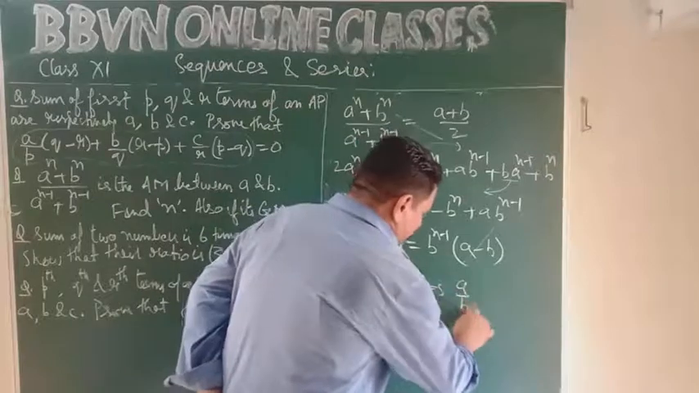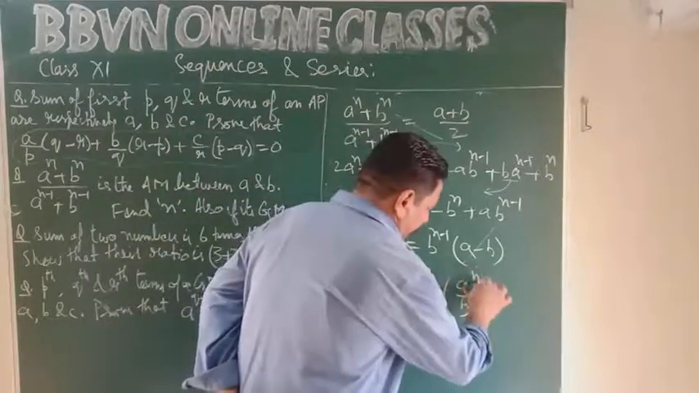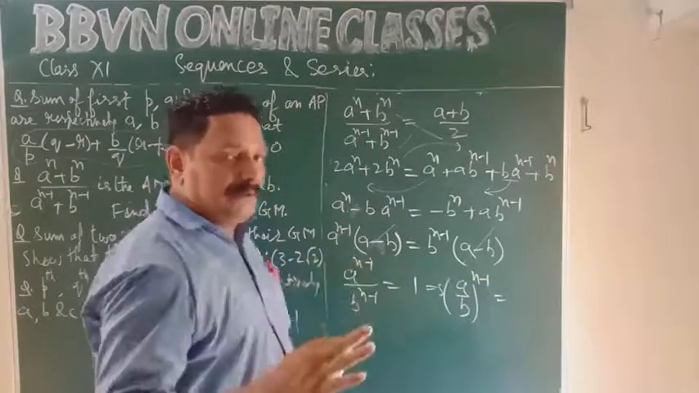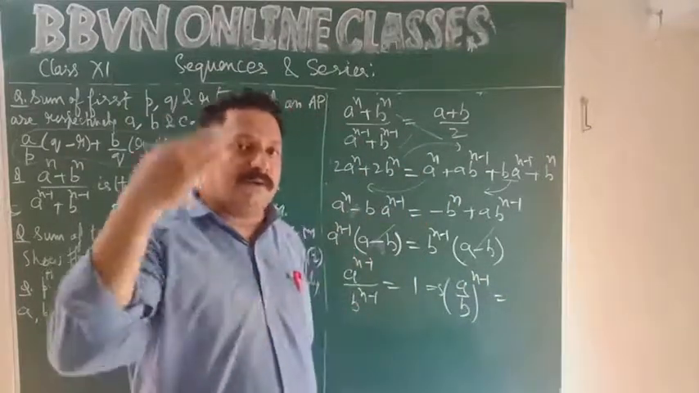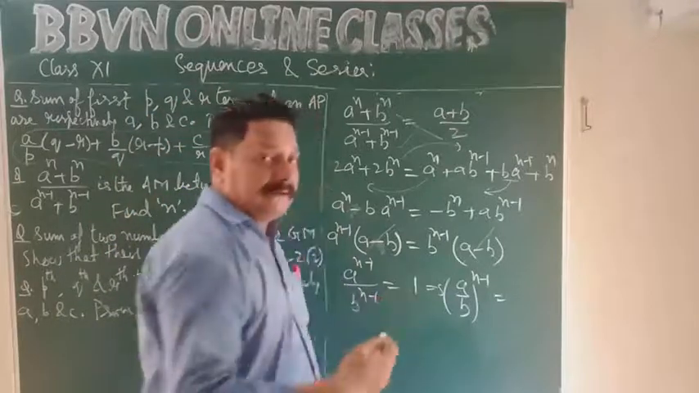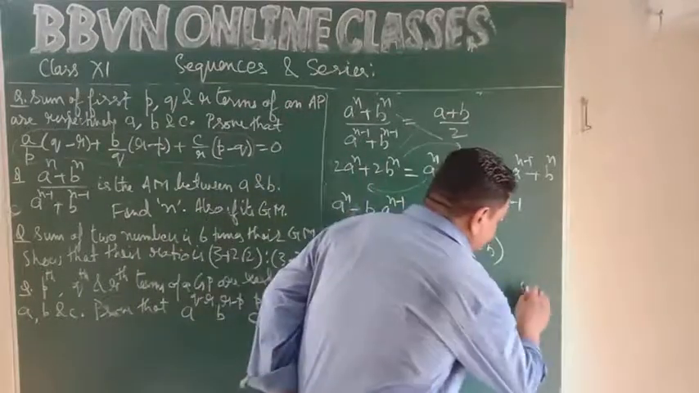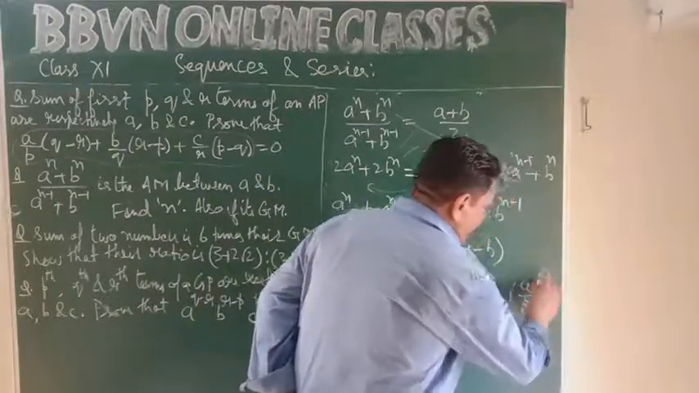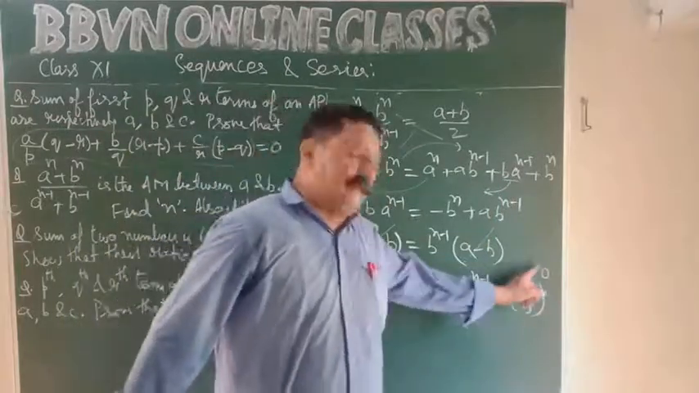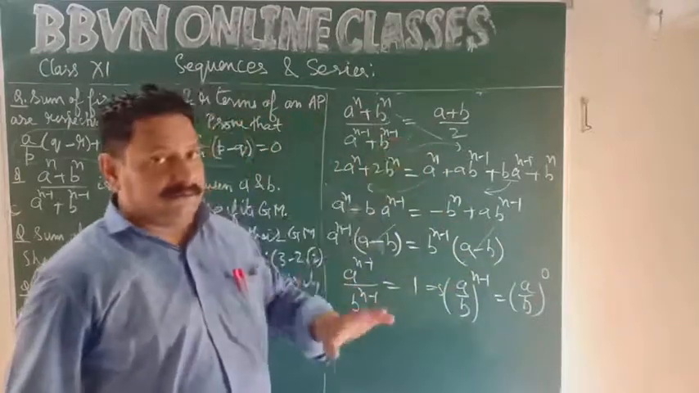So I can write a power n minus 1 upon b power n minus 1 can be written as a upon b whole to the power n minus 1 equal to 1. We know that any non-zero number to the power 0 is always equal to 1. So this 1 I will convert in terms of base a upon b. 1 can be written as a upon b to the power 0 because a and b are non-zero numbers. Only then we are able to find an arithmetic mean.